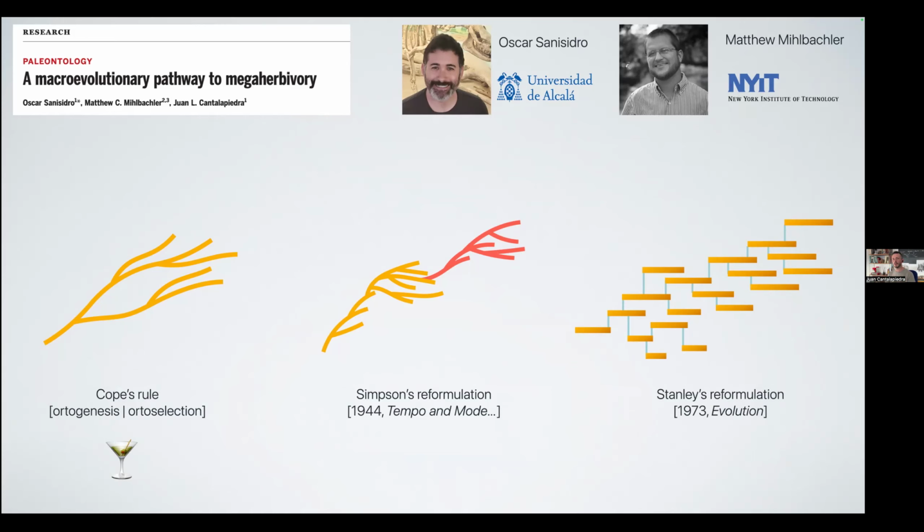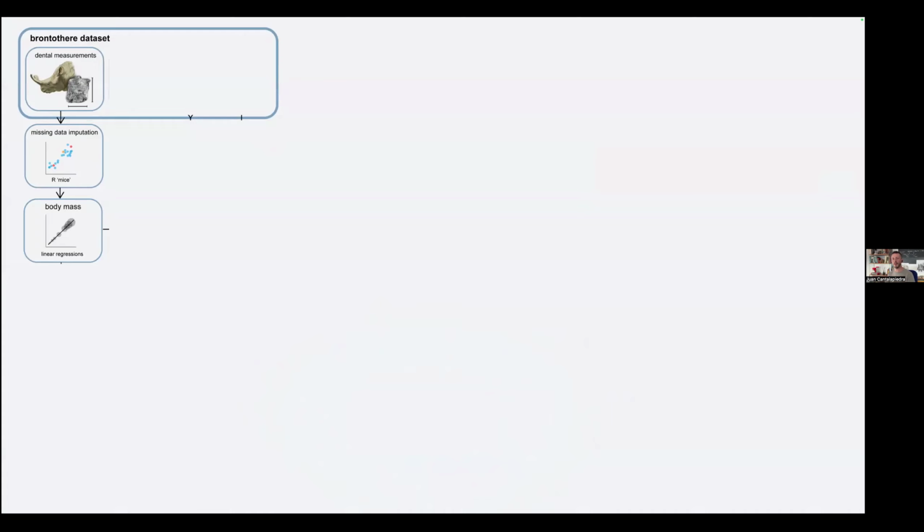So because Luis told me to talk about methods a lot, here we go. This is a pipeline that Oscar put together for the paper. So we start with these measurements, which is the standard in mammalian paleobiology to estimate body sizes if you don't have access to a lot of postcranials. So we did data imputation, and we came up with body mass estimates for around 60 species.